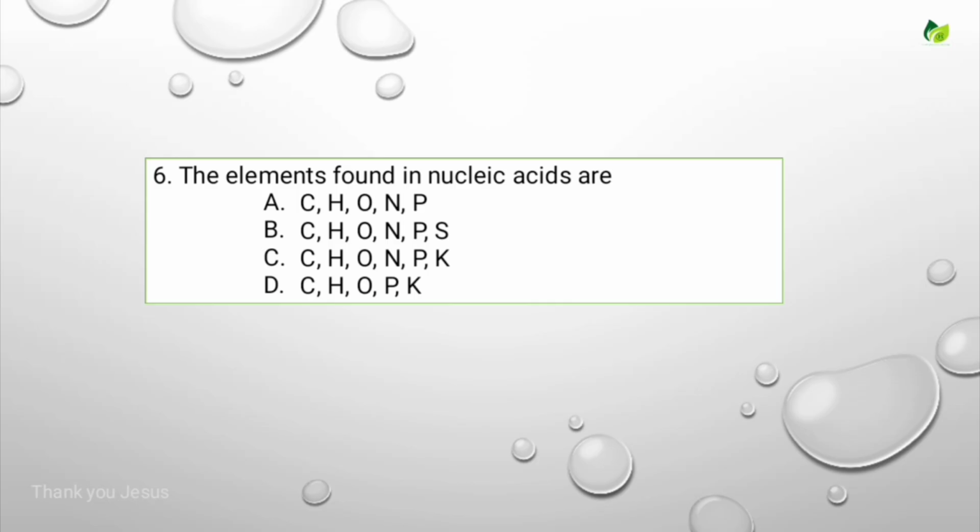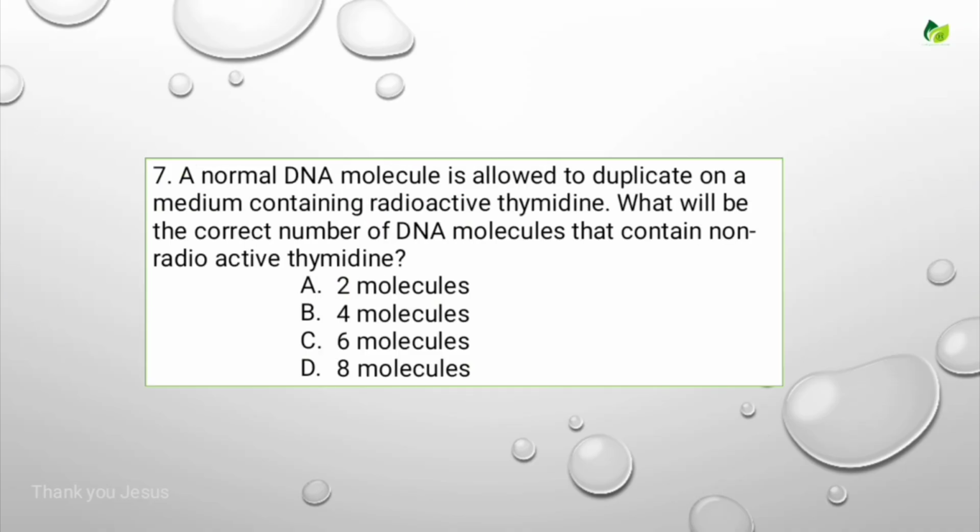The elements found in nucleic acids are, so nucleic acids are nothing but DNA and RNA. They are called nucleic acids. Options are carbon, hydrogen, oxygen, nitrogen, phosphorus; carbon, hydrogen, oxygen, nitrogen, phosphorus, sulfur. So options are given like this. For this, the correct answer is carbon, hydrogen, oxygen, nitrogen, and phosphorus. Let's see the next question.